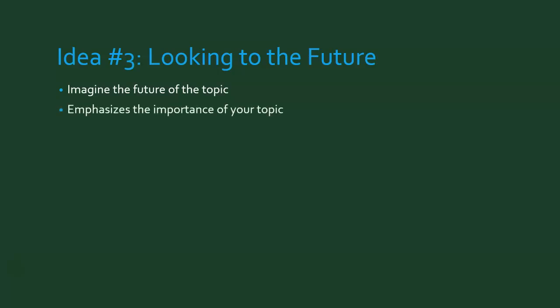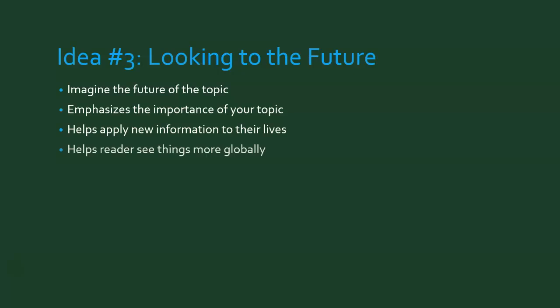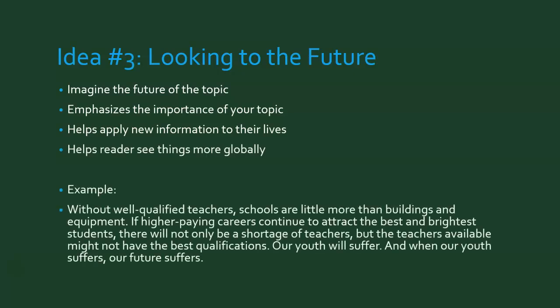The third idea is similar, but it's looking to the future. So what does it look like for the future of your topic? Why is this an important topic to talk about right now? It also helps the reader to apply this new information to their lives and see things more globally. So an example here with well-qualified teachers, making sure that we are looking to the future. If we don't have good teachers in the future, what's going to happen? In this case, it's a little bit dramatic because we're looking at the negative, but you could also look at the positive of what's happening in the future.